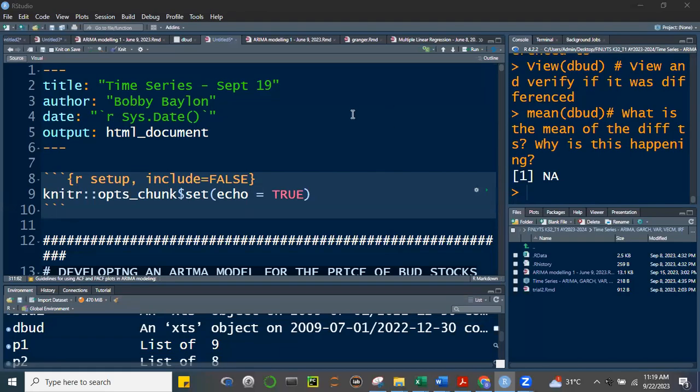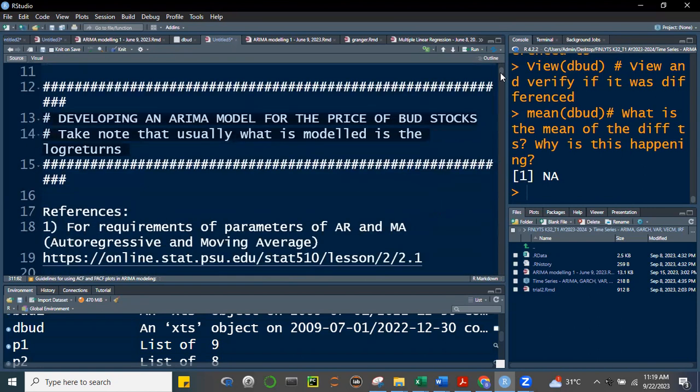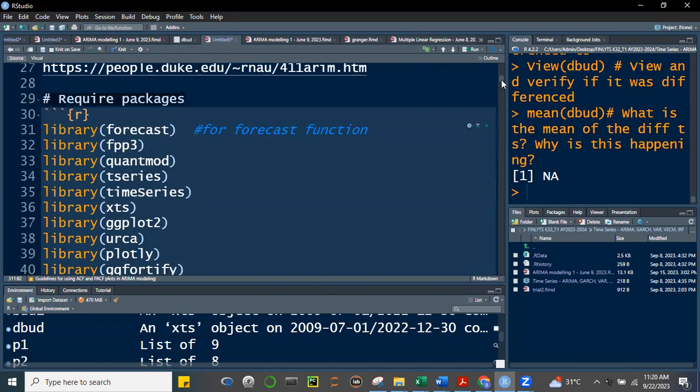Good morning, everyone. We continue our discussion of time series analysis. At this point in time, we are dealing with forecasting or modeling a time series using ARIMA. This is actually our second week already, so hopefully we are able to finish this by early next week. We have to move on to other topics.